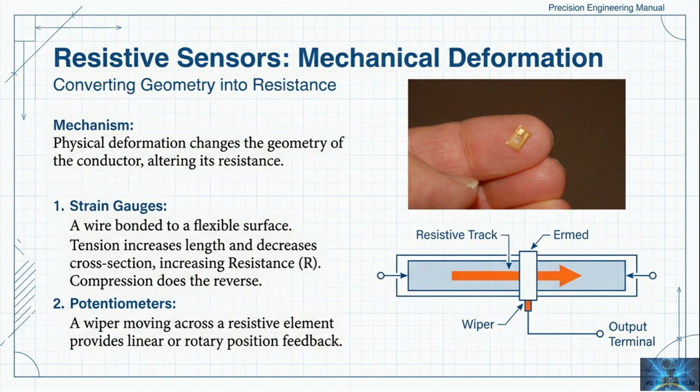Resistive sensors, mechanical deformation. Here the physical world changes geometry, and geometry changes resistance. Strain gauges: tension increases length and reduces cross-section. Resistance increases. Compression does the reverse. Potentiometers: wiper position changes effective resistance. Key point: resistive sensors usually need excitation power and a way to turn delta R into a usable signal.